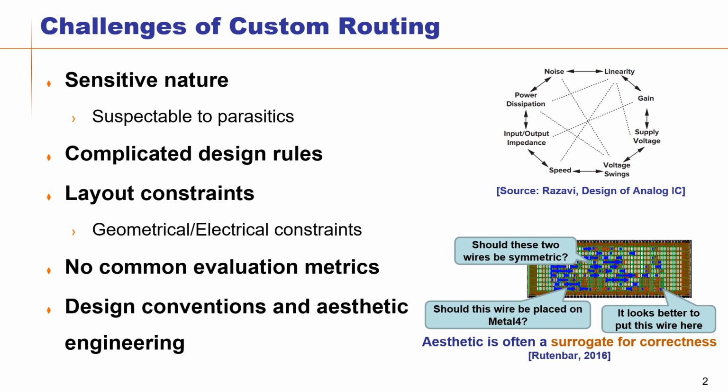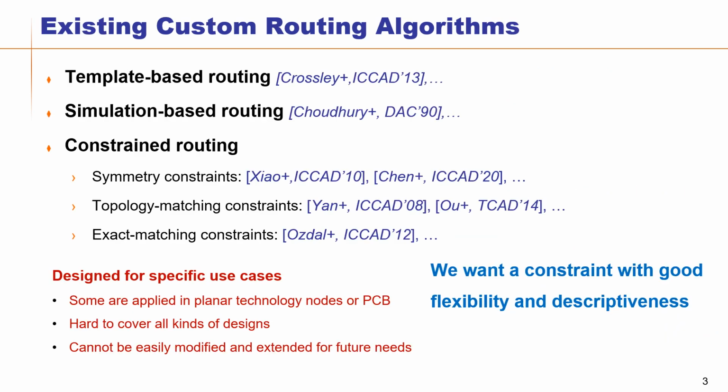Finally, we have something called design convention and aesthetic engineering. In addition to wire length optimization, the custom router needs to handle more design aspects such as current balancing and voltage drop. In the existing literature, there are template-based and simulation-based approaches, but the problem is that they suffer from poor scalability. Therefore, constraint routing that formulates design needs into various geometrical constraints is the most widely used technique, since it's efficient. Common constraints include symmetry, topology matching, exact matching, etc.